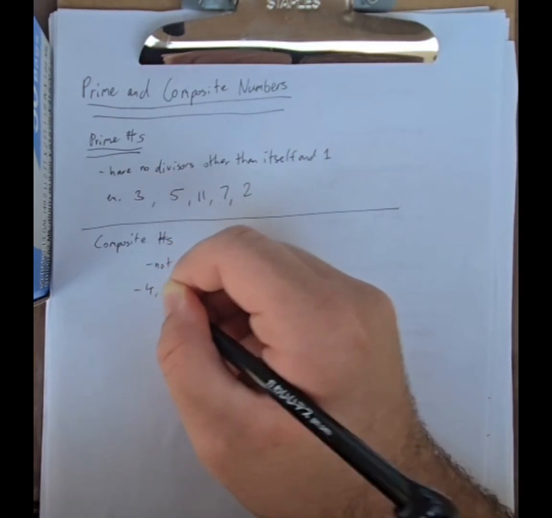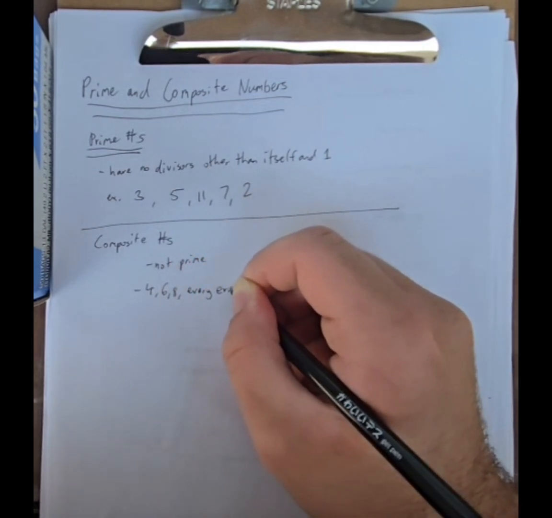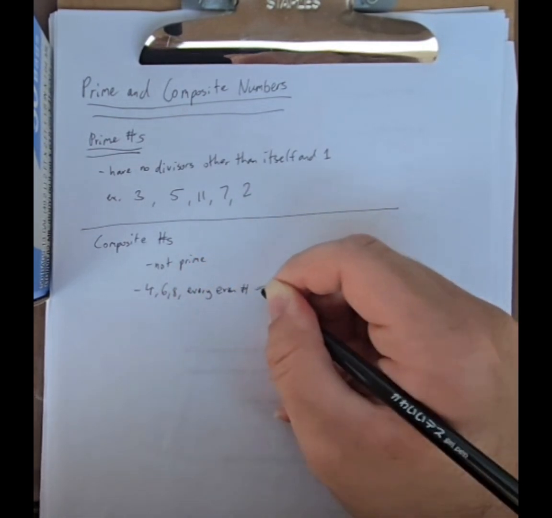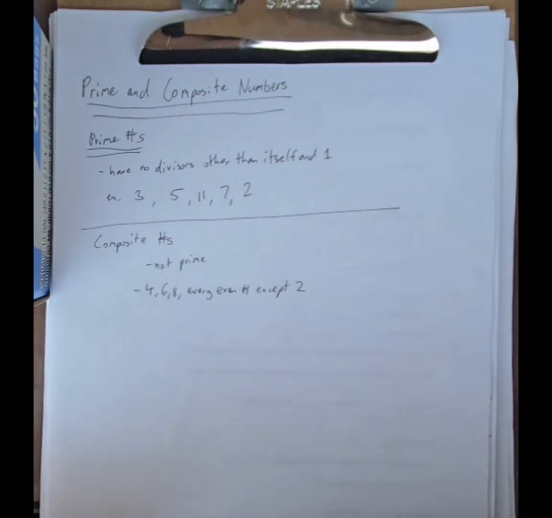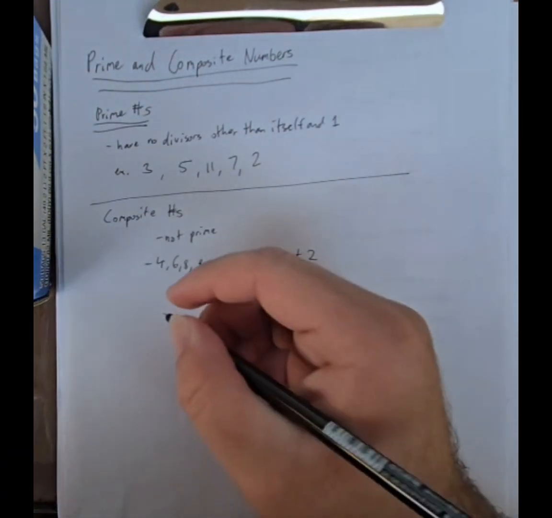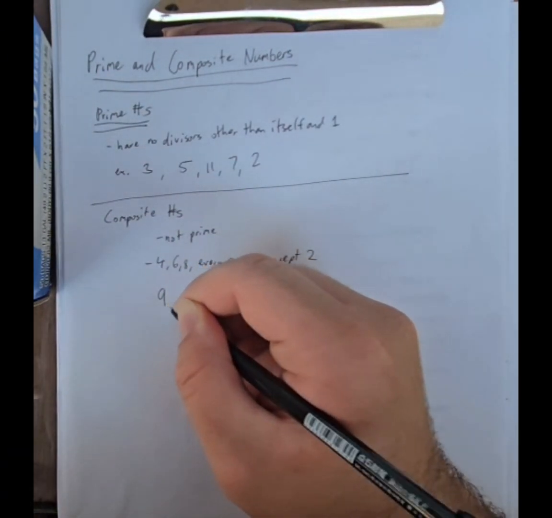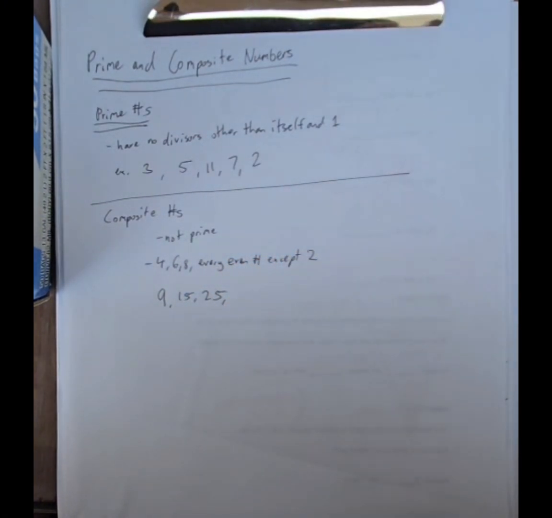So 4, 6, 8, every even number is composite except 2. Because think about it, even numbers are things that you can divide into 2, so obviously they have to be divisible by 2. But also, odd numbers can obviously be composite as well. 9, 15, 25. If it ends in 5 or 0, it's composite, obviously, right? Because it has to be divisible by 5 or 10.